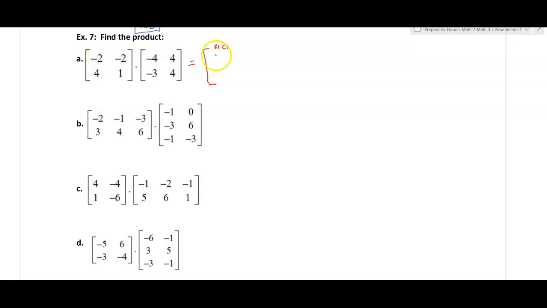And the reason is this spot is row 1, column 1. So row 1 times column 1. And when we do this, we take the first term times the first term plus the second term times the second term, right? So negative 2 times negative 4 plus negative 2 times negative 3.